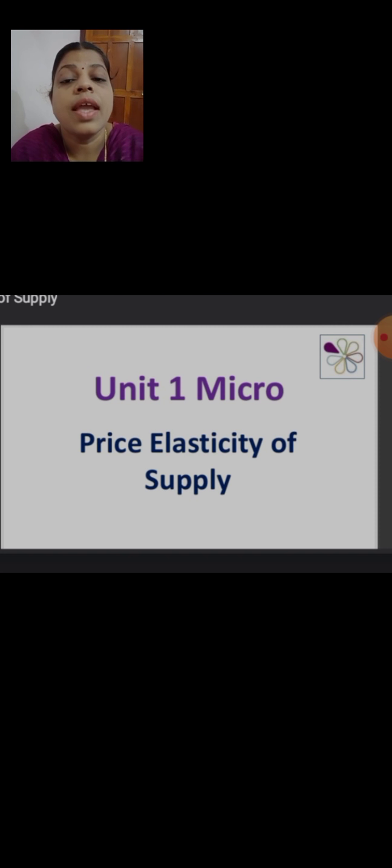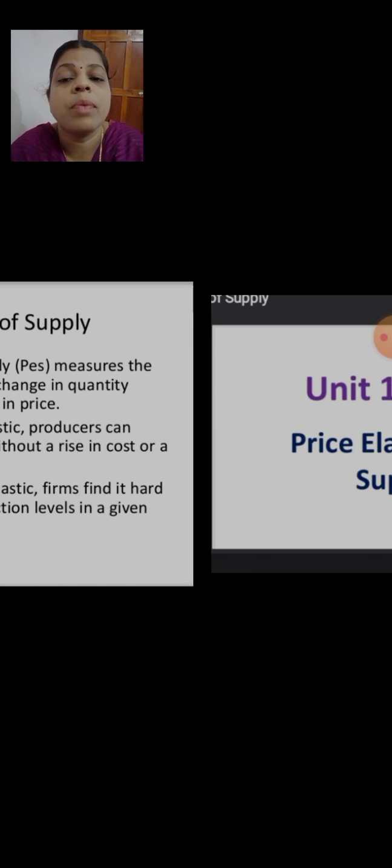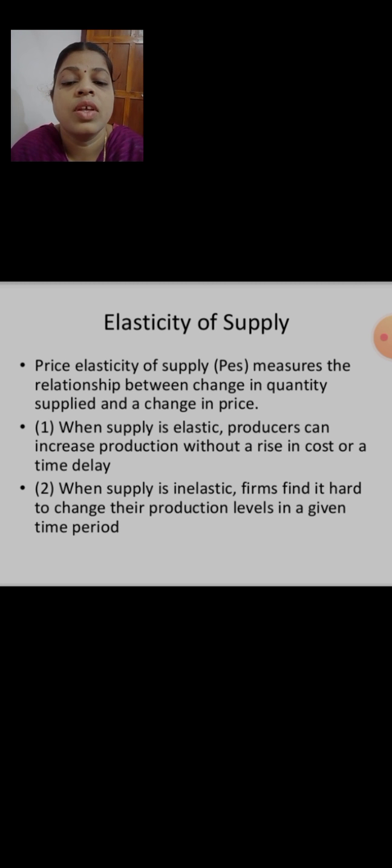So supply in general refers to the quantity of the commodities that suppliers are willing to supply in a market in a given period of time. That is what supply refers to. And elasticity of supply means the changes that happen to the supply. And we know the factors which determine the changes in the supply of the commodities.